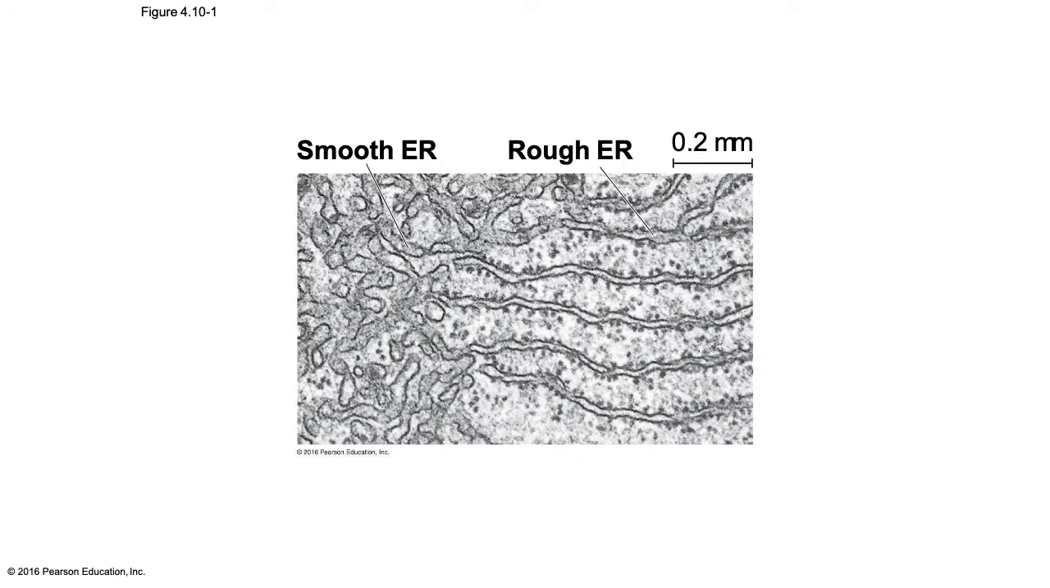And again, this is a microscope view, so you can see the little dark dots are the ribosomes. So they're on the rough ER. Also notice that the rough ER is a lot of flat stacks, whereas the smooth ER makes more like little skinny tubules.